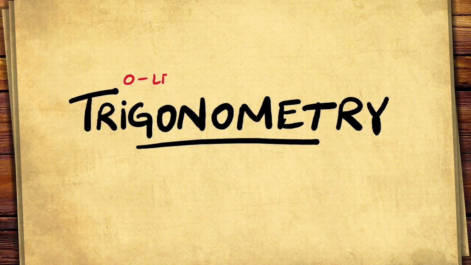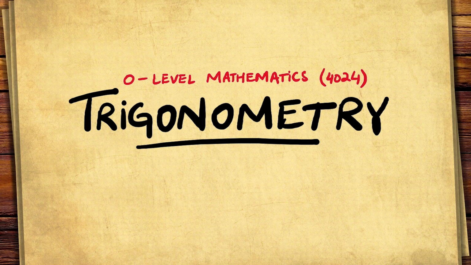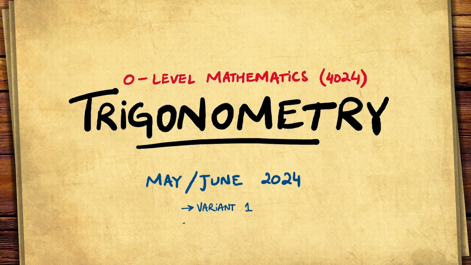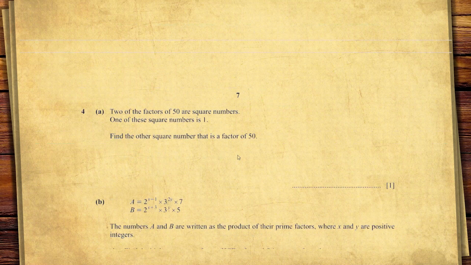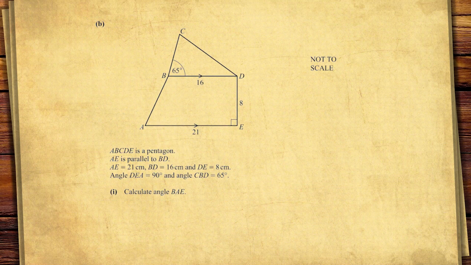Trigonometry. We are going to practice O-level maths past exam paper questions about trigonometry from the series May-June 2024, both the variants. Let's begin. May-June 2024, Paper 2, Variant 1. And the first question involving trigonometry is this.